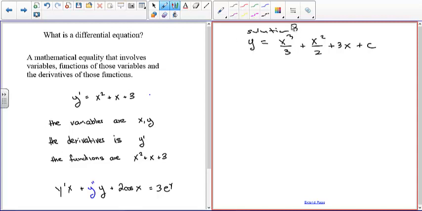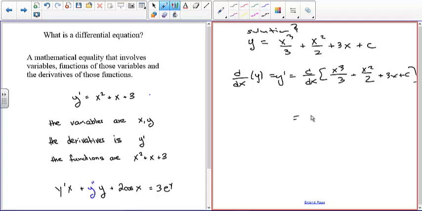If I said, is this the solution? Well, the way you would check that is you would say, I need to take the derivative of this and see if it's equal to the right-hand side. So if I take the derivative with respect to x of y, which is y prime, and then I do the same thing for the right-hand side, the derivative with respect to x of x cubed over 3 plus x squared over 2 plus 3x plus c, I would get x squared plus x plus 3. So that's the left-hand side.